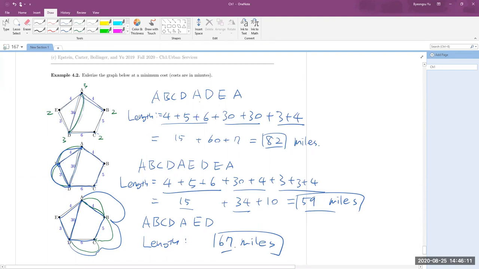So maybe try to figure out why the second one is the minimal Euler circuit in your homework, right? Okay, so that's the end of the class.